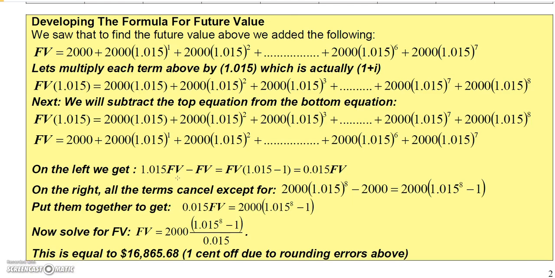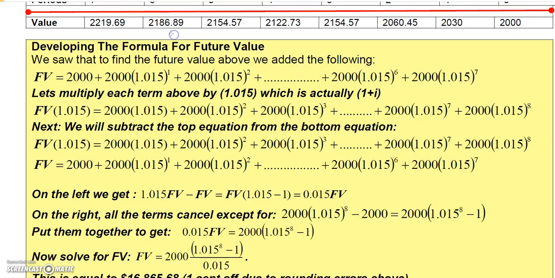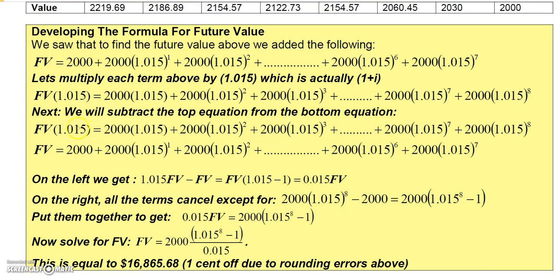Well, let me show you how we get the formula. Now, notice that to get the future value, all I added up when I added all these up was 2,000 times 1 plus I to the first, 2,000 times 1 plus I to the second, 2,000 times 1 plus I to the third, all the way up to 2,000 times 1 plus I to the 7th power.